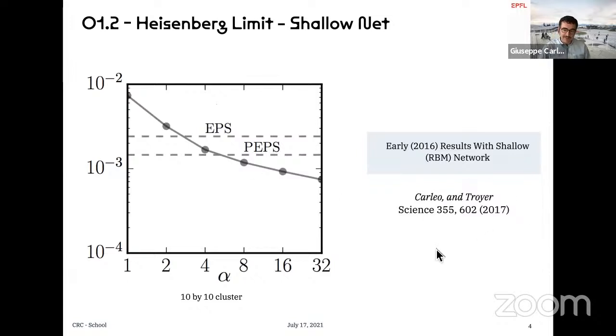And in the first paper, we were using these very shallow RBM networks that are just fully connected networks with only 2 layers. In this limit, we were obtaining, this is the error on the ground state energy on the 10x10 cluster, some accuracy of 10 to the minus 3 or so, on the ground state energy by increasing the width of the network. So alpha is the width of the network.